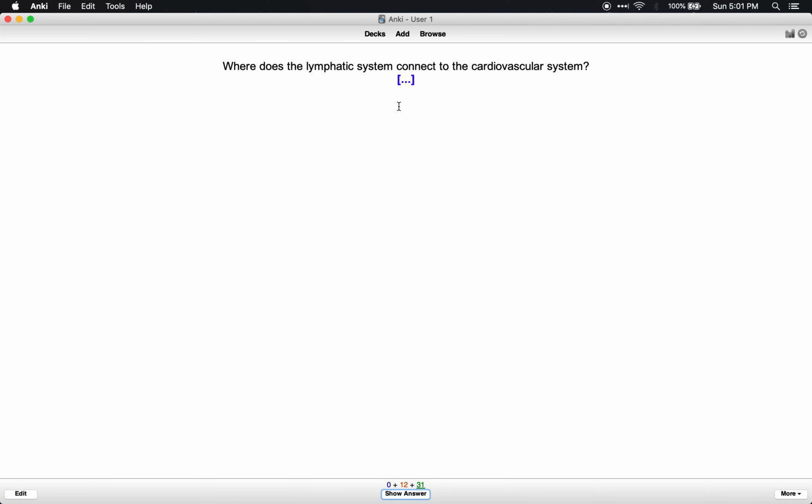Why does the lymphatic system connect to the cardiovascular system? Via the thoracic duct in the posterior chest.